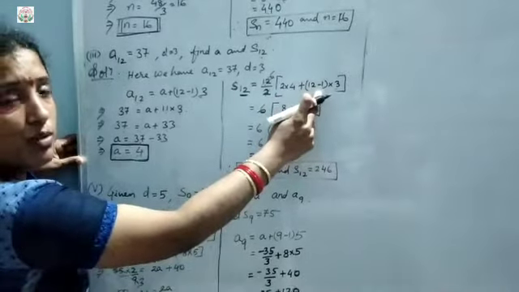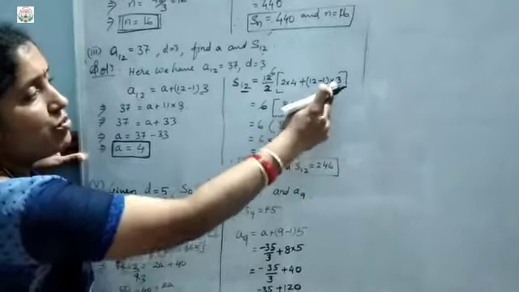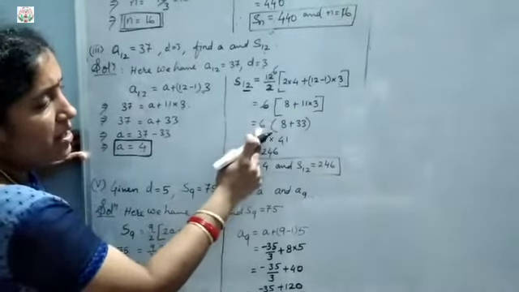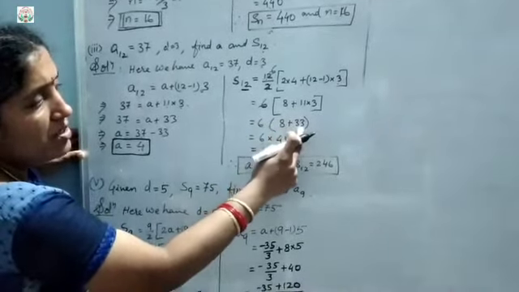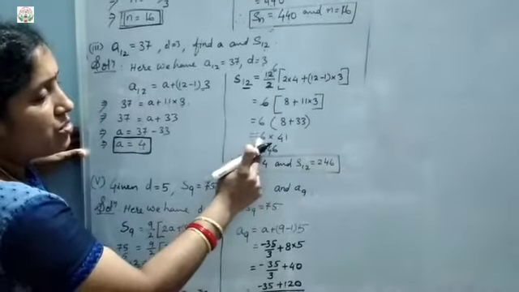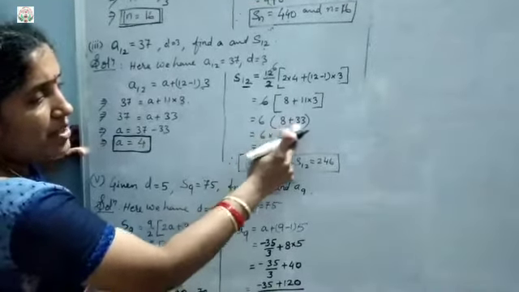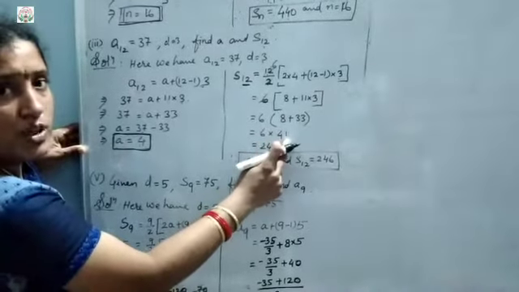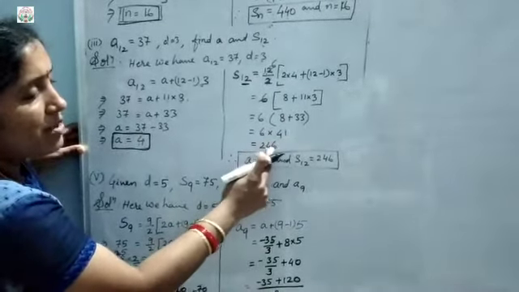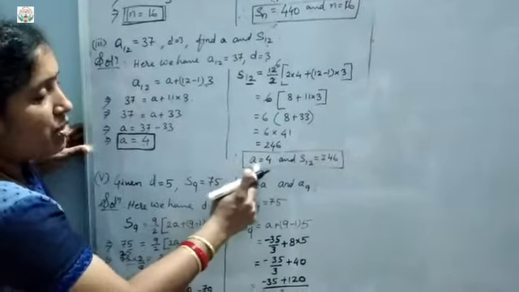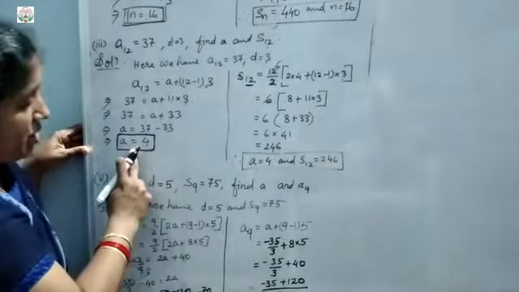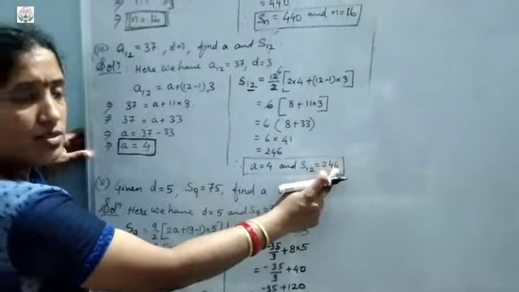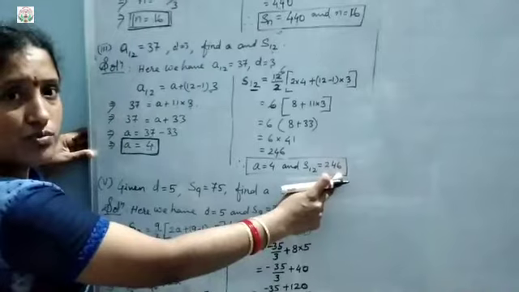Plus 12 minus 1 is 11, into 3. So on simplification of this bracket, we get 6 into 8 plus 33. That equals 6 into, on addition of these two numbers, 41. On multiplying this we get 246. Therefore a equals 4 and S12 equals 246. So the third one's answer we also got.